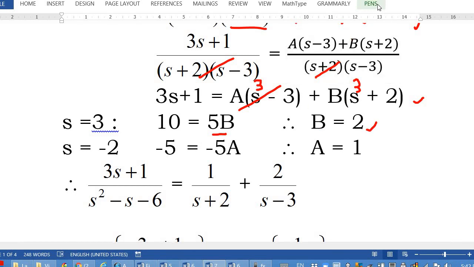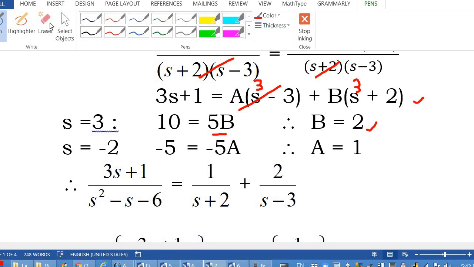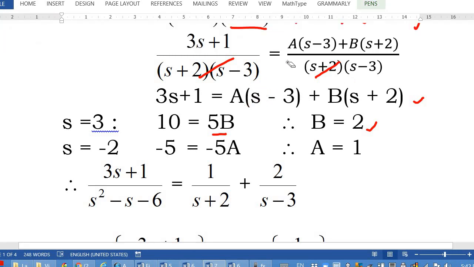We have another linear term. For the other linear term, s + 2, to make it become 0, you plug in s equal to −2. So −2 + 2, the B term is 0, then you can find the A term. −2 − 3, so you have −5A. On the left side, 3 times −2 is −6, plus 1, so you get −5. Hence A will be equal to 1.